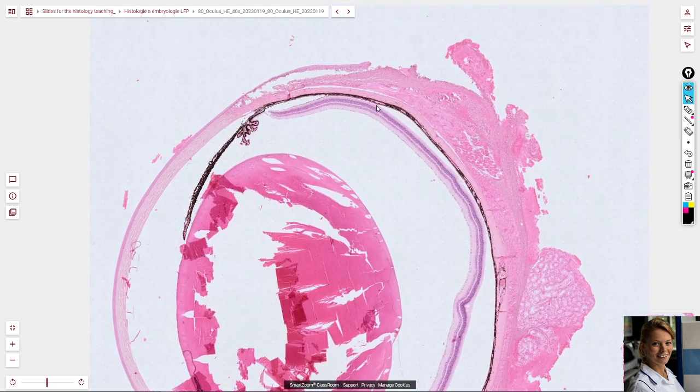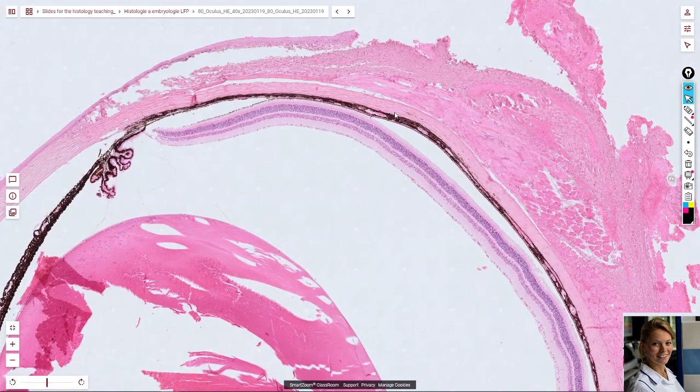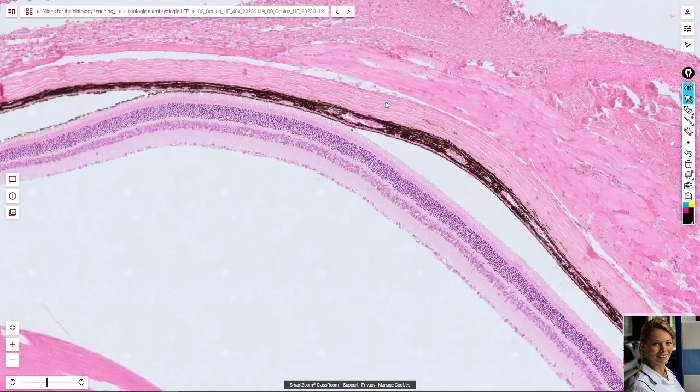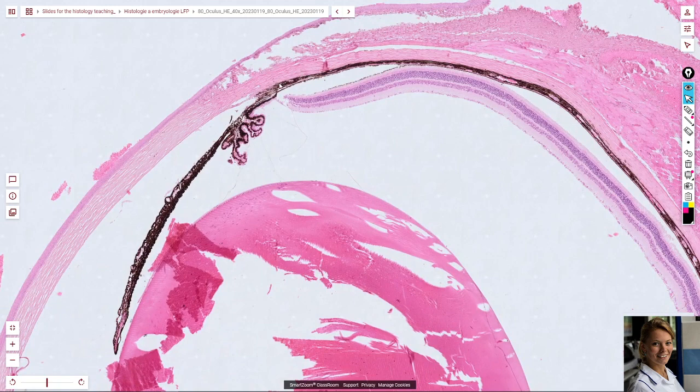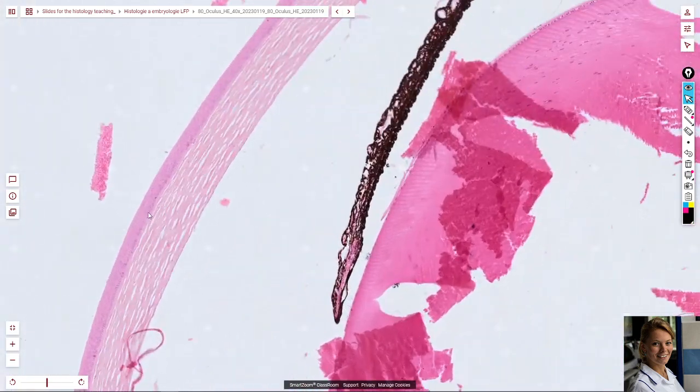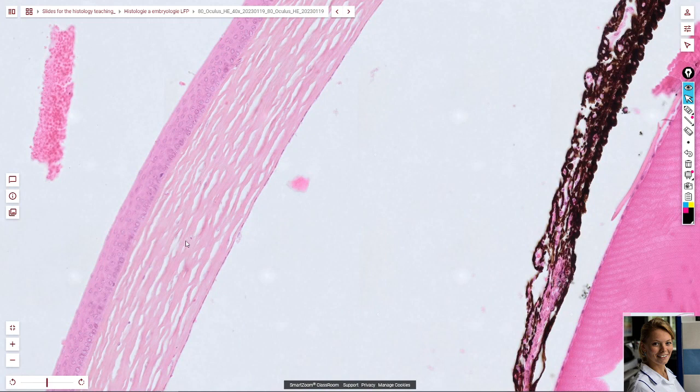Sclera is an opaque layer of dense collagenous connective tissue with numerous elastic fibers and fibroblasts. So this is sclera, and cornea here is a transparent fibrous cap in the anterior part. It is avascular but very sensitive, as it contains significant numbers of free nerve endings.